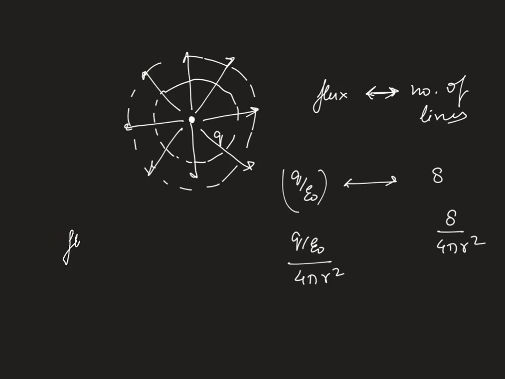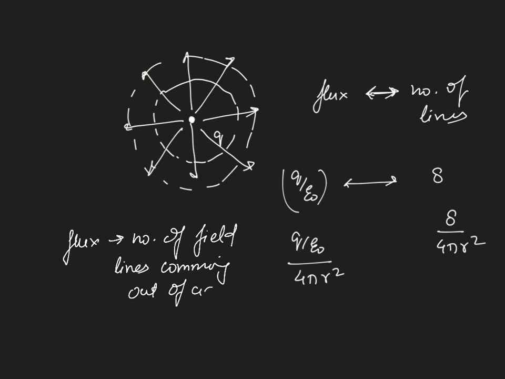Flux is the number of field lines coming out of a charge. Now here you must understand that if it is a negative charge, there will be number of field lines going into the charge, so you can change it automatically.